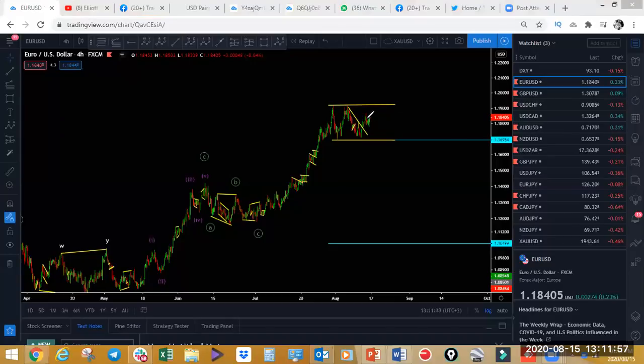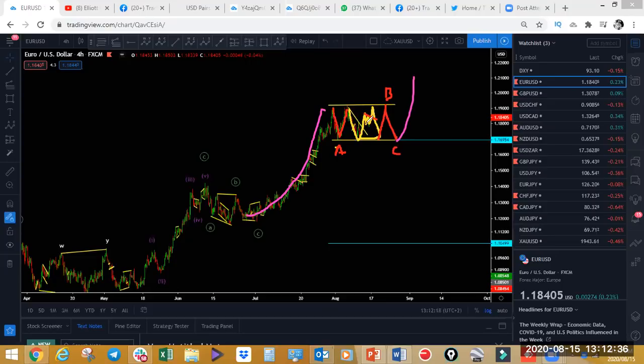There is this possibility: 1, 2, 3, and then we actually make an even flat correction or even a triangle here. So 1, 2, 1, 2, and then we go. So it's 1, 2 here. That's going to be this one here, and a move up here, and then that is going to be the final move that we're looking at here. So this will be, let's change the color to yellow again, A, B, C in the red degree, and that is the structure that we'll be looking for, and we'll look for continuation to the upside.